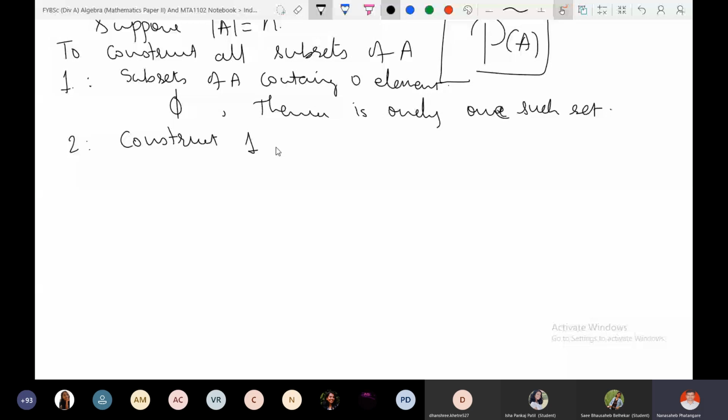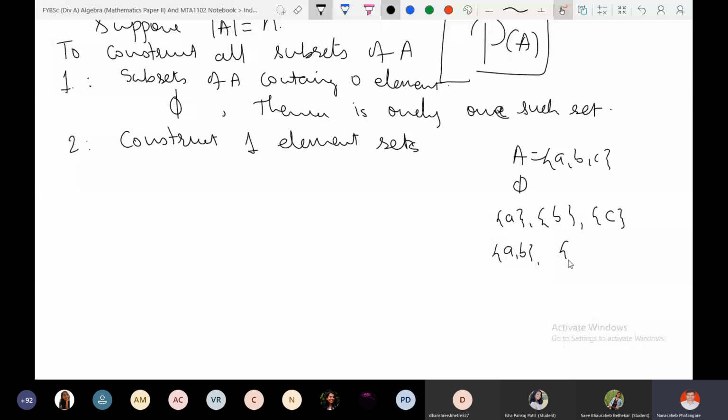Right, so for an n element set, suppose my set is A, B, C. I will first construct the empty set, and then the single element sets, because these are subsets of A. Next I will construct the two element sets: A, B, B, C, and A, C. Then I will construct the three element sets and so on. Here there are only three elements, so there is only one three element set, A, B, C. And so these are all the subsets of A, right?